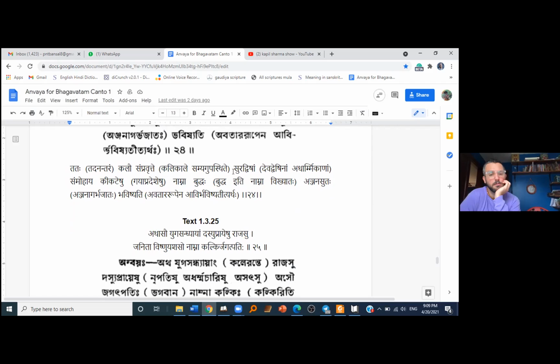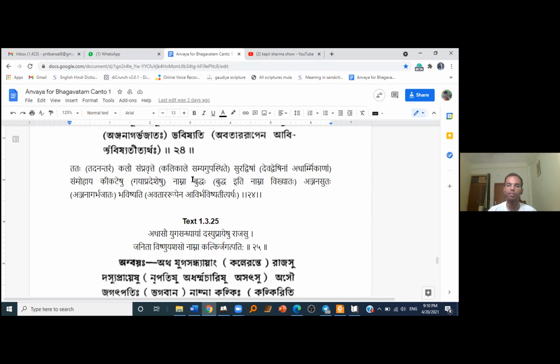Yeah. So Suradvisham, Dev Dveshinam, Adharmikanam, sammohaya, to bewilder those irreligious people who will be envious of the saintly people, of the gods, the demigods. Kikateshu Gaya Pradesheshu, in the place known as Gaya, Namna Buddha, Buddha iti Namna Vikhyatah.